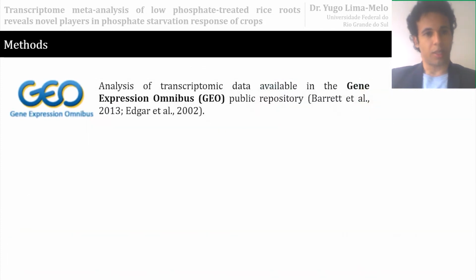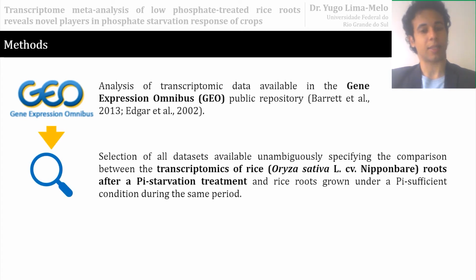So for this, we analyzed transcriptomic data available in the Gene Expression Omnibus public repository, the GEO. And there we were able to select all data sets available unambiguously specifying the comparison between transcriptomics of rice roots after phosphate starvation treatment and rice roots grown under a phosphate sufficient condition during the same period. So we had the control and the phosphate starvation treatment for all data sets selected.